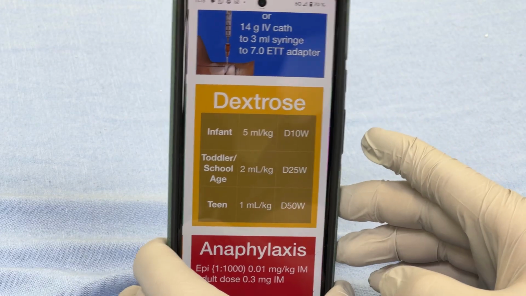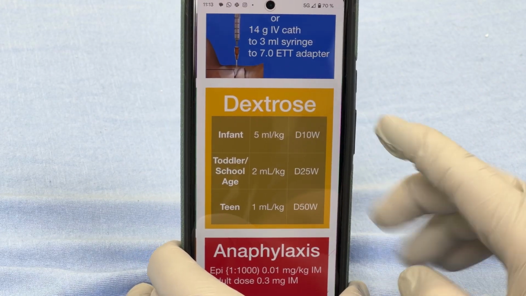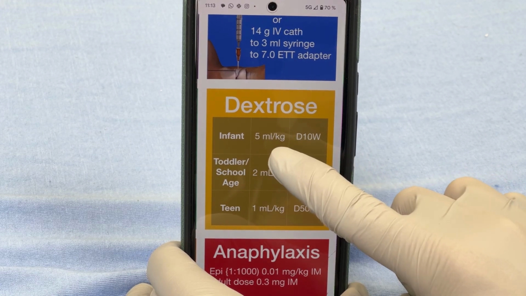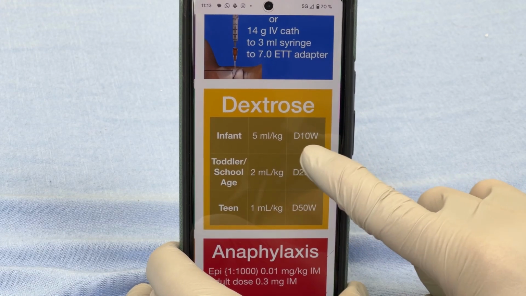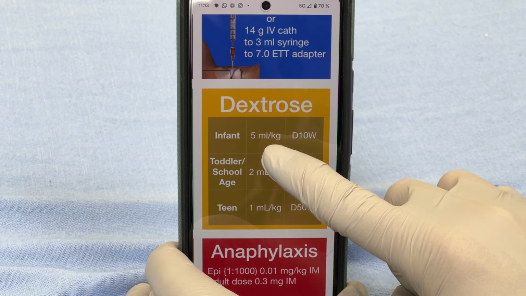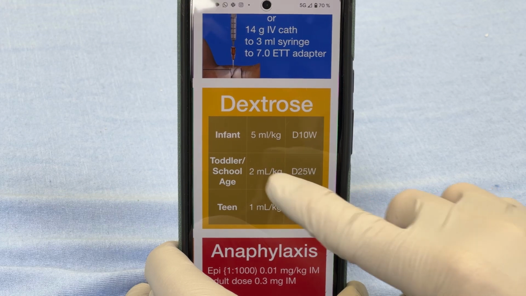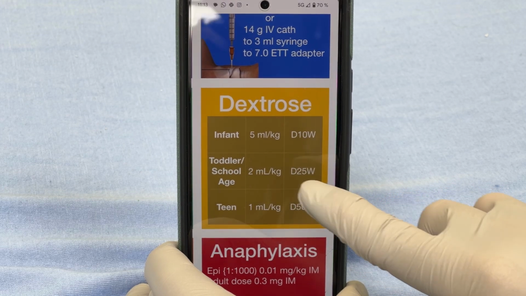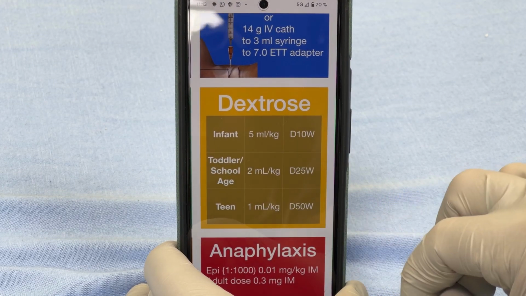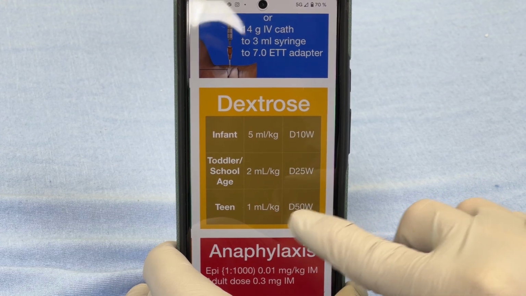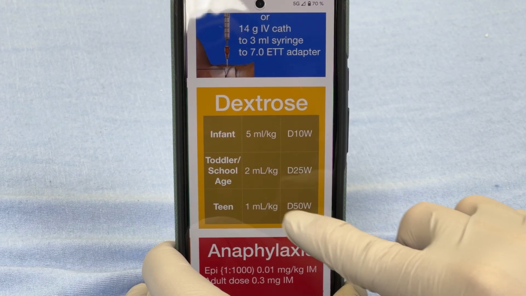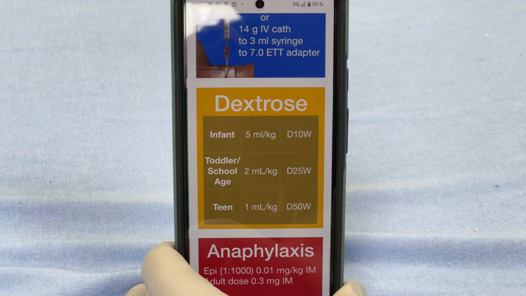So, for instance, if you're using 10% dextrose, or D10, you should give 5 milliliters per kilogram, because 10 times 5 is 50. Similarly, if you're using 25% dextrose, or D25, give 2 milliliters per kilogram, because 25 times 2 equals 50. If you're using D50, give 1 milliliter per kilogram, because 50 times 1 is, of course, 50.